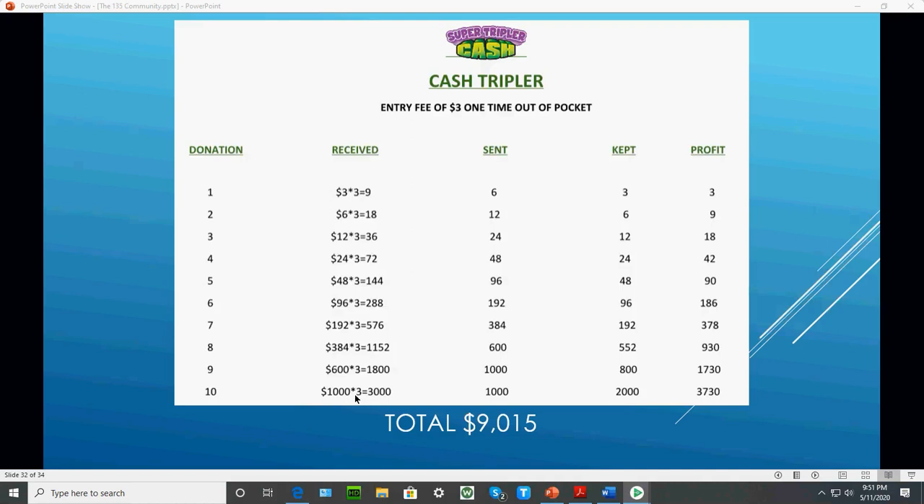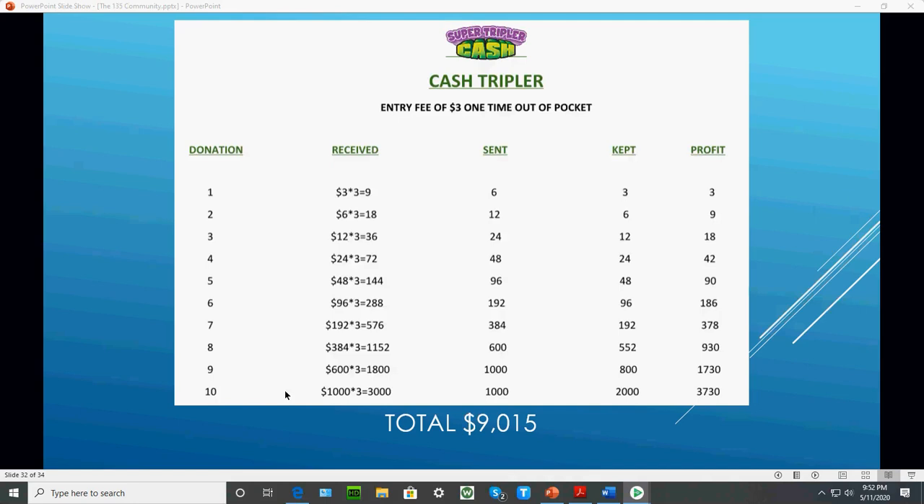Because now at this point in the process, whenever you receive $1,000 in the cash tripler from three people, from that point forward, you will only donate on a Tuesday of each week. And you keep $2,000 every Tuesday of each week that you receive $1,000 from three people. Make sense?